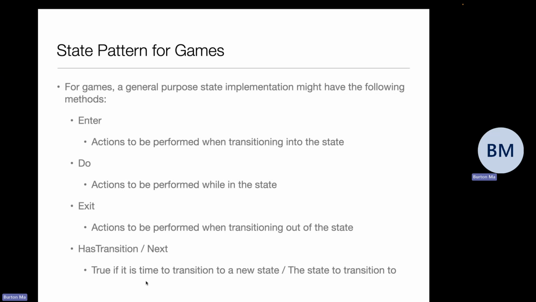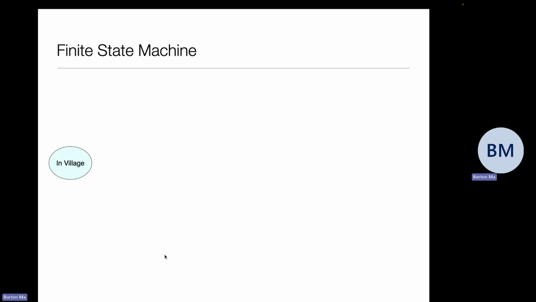So if has transition is true, next will actually return the new state object that the transition leads to. If has transition returns false, you have to decide what you're going to return in next. In a language like C#, you could return null, or you might have a state object that represents no state. So there's a couple of ways that you can handle that. Right? So enter, do, exit, has transition, next. That's what our state is going to look like.